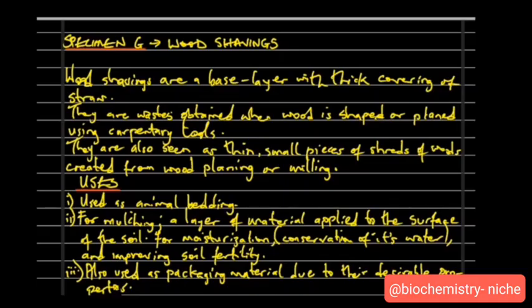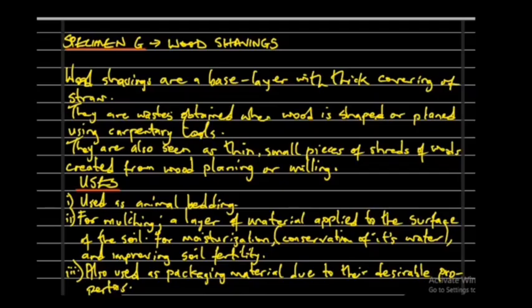Then number two, it is also used for mulching, and mulching is a layer of material that is applied to the surface of the soil for moisturization. When this is done, it helps to conserve water that is found in the soil. Also, it improves soil fertility. That is what mulching is.